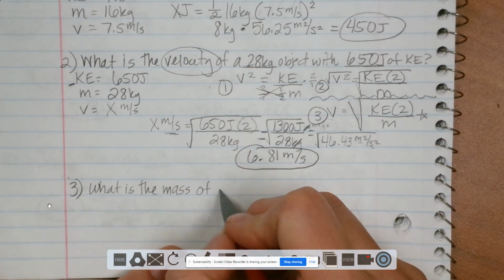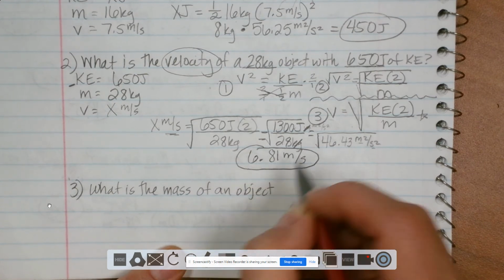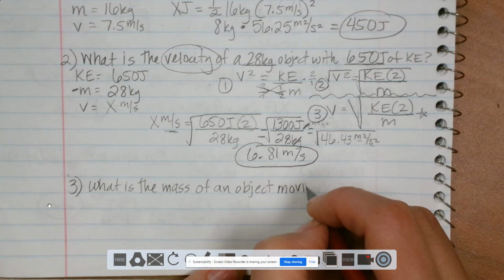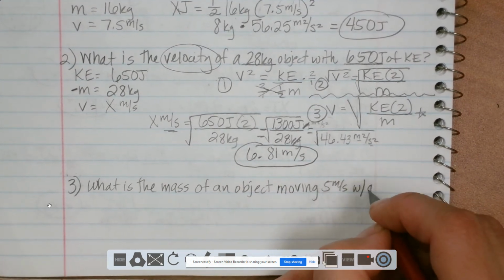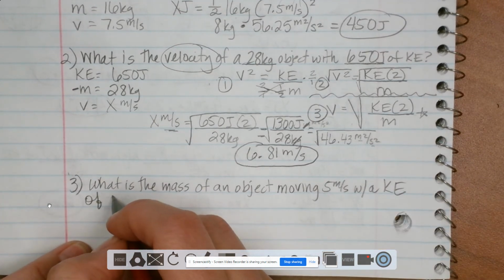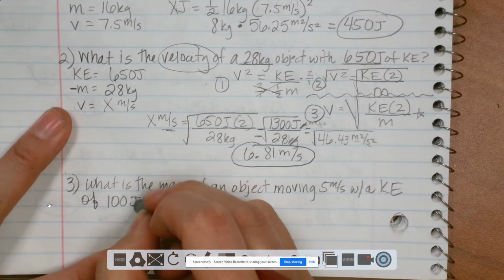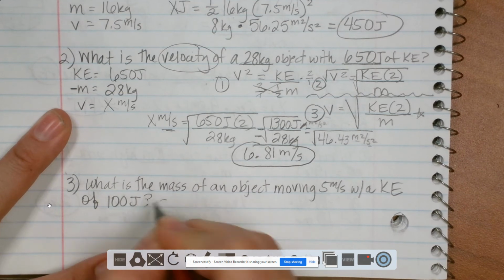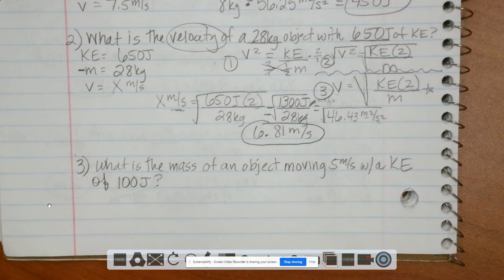What is the mass of an object moving 5 meters per second with a KE of 100 joules? That's a question mark. That's a terrible question mark. There we go. Try it again. So what is the mass of an object moving 5 meters per second with, that's a W slash if you're wondering, a kinetic energy of 100 joules?